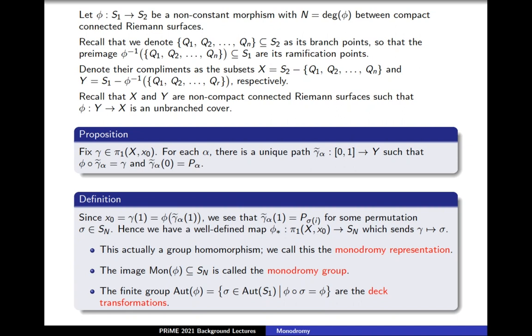The image of monodromy of phi in S sub capital N is called the monodromy group, and the finite group Aut of phi, which is the set of sigma in Aut of S1, such that phi composed with sigma equals phi, are called the deck transformations.